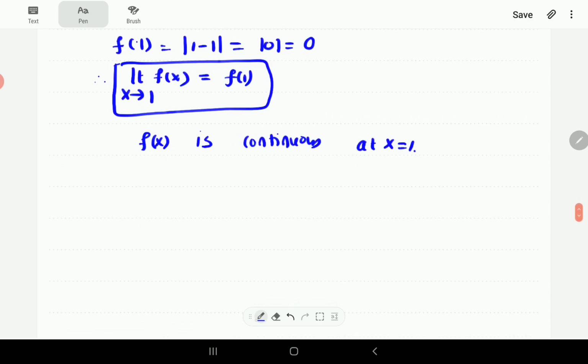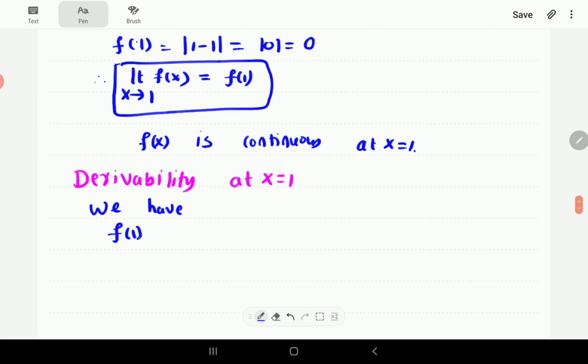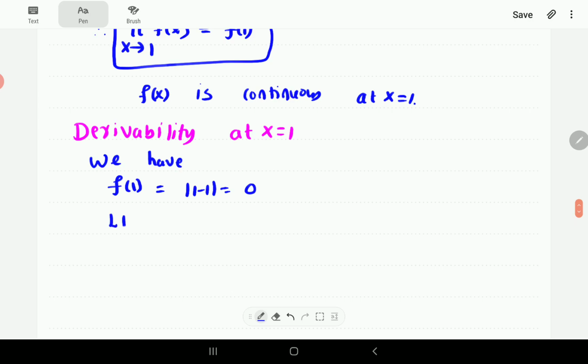Now let us check whether the given function is derivable at x equal to 1. For that, first let us consider f at the point 1. What is the function? It is 1 minus 1, which is equal to 0, because it is modulus of x minus 1, right? So now the left hand derivative, we know it is also denoted by f dash of 1 minus 0, or L f dash of 1, anything you can denote it with.